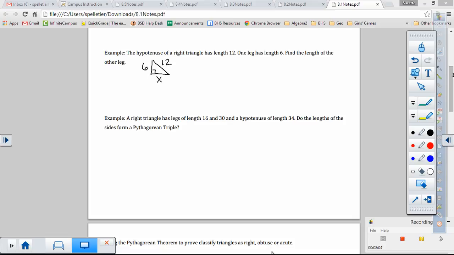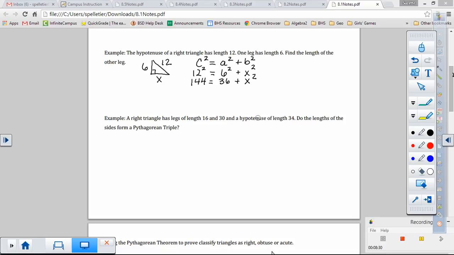So we're going to do this exactly like we just did the last one, okay? So again, write down your formula. C squared equals A squared plus B squared, where C is your hypotenuse, so you plug in your 12, and then you plug in your legs for the other two sides, okay? 12 times 12 is 144. 6 times 6 is 36.